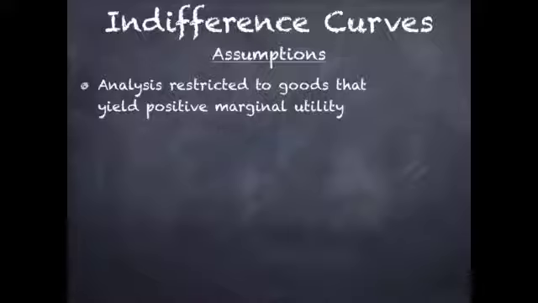One thing to simplify things, we're going to restrict our analysis to only positive goods that yield positive marginal utility. We're not going to be looking at anything where consuming more decreases our total utility. We're only going to be looking at, quote unquote, things that are considered goods versus bads. Okay, a good is something that yields positive marginal utility. A bad is something that yields negative marginal utility. So we're going to restrict our analysis to goods that yield only positive marginal utility.